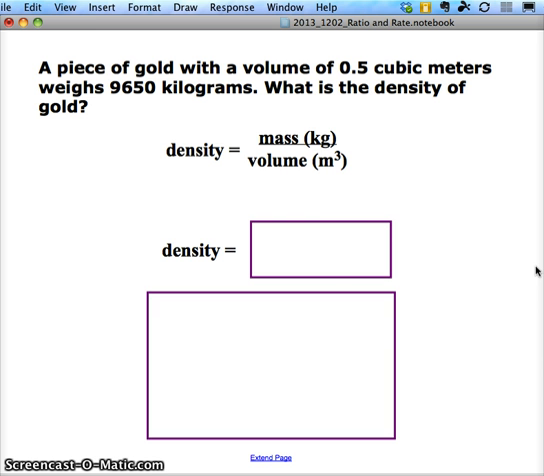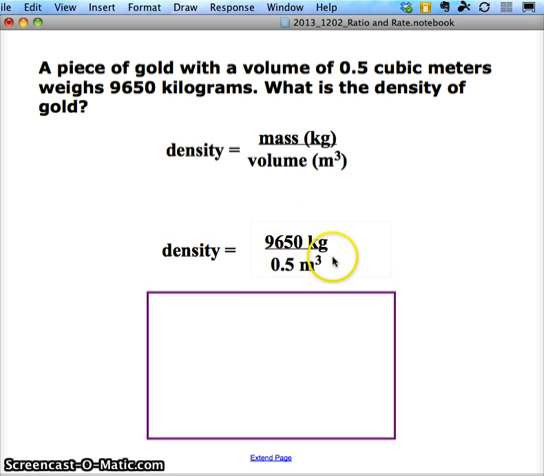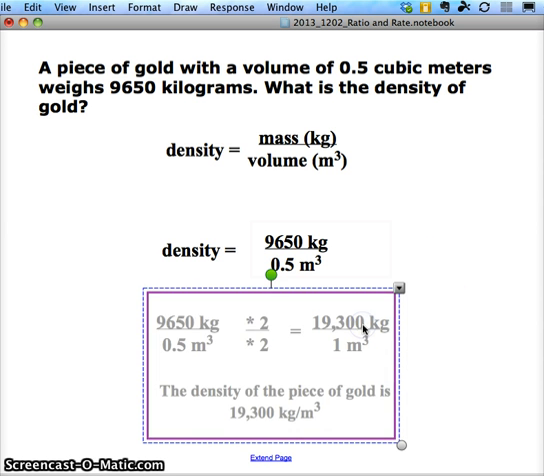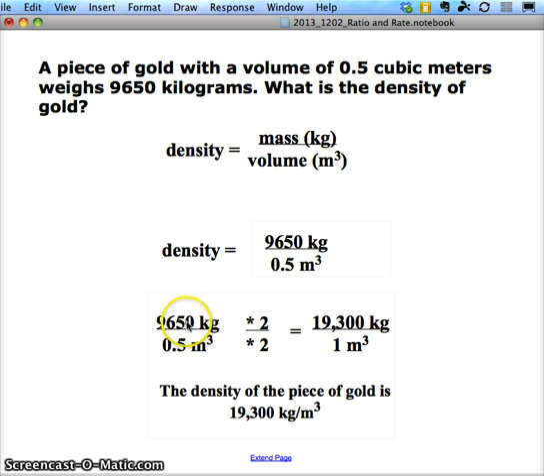Okay, well, hopefully you first wrote out the unit, the rates here, 9,650 kilograms and 5/10 meters cubed. Then, in order to solve this, you would have to double the meters cubed, so you could get 1 meter cubed, and double the kilograms. So yes, you have 19,300 kilograms per meter cubed, and that's the density of this piece of gold. Well done.